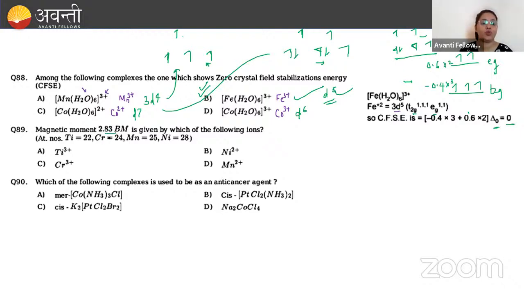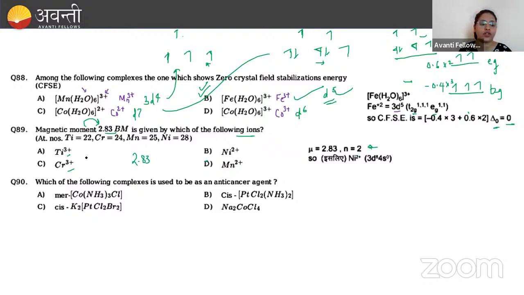Magnetic moment is 2.83 Bohr magneton, which will be given by which of the following ions? Ni2+, manganese, titanium, chromium. If we want a magnetic moment of 2.83, then there must be 2 valence electrons present in the given ion. So the number of valence electrons should be 2.